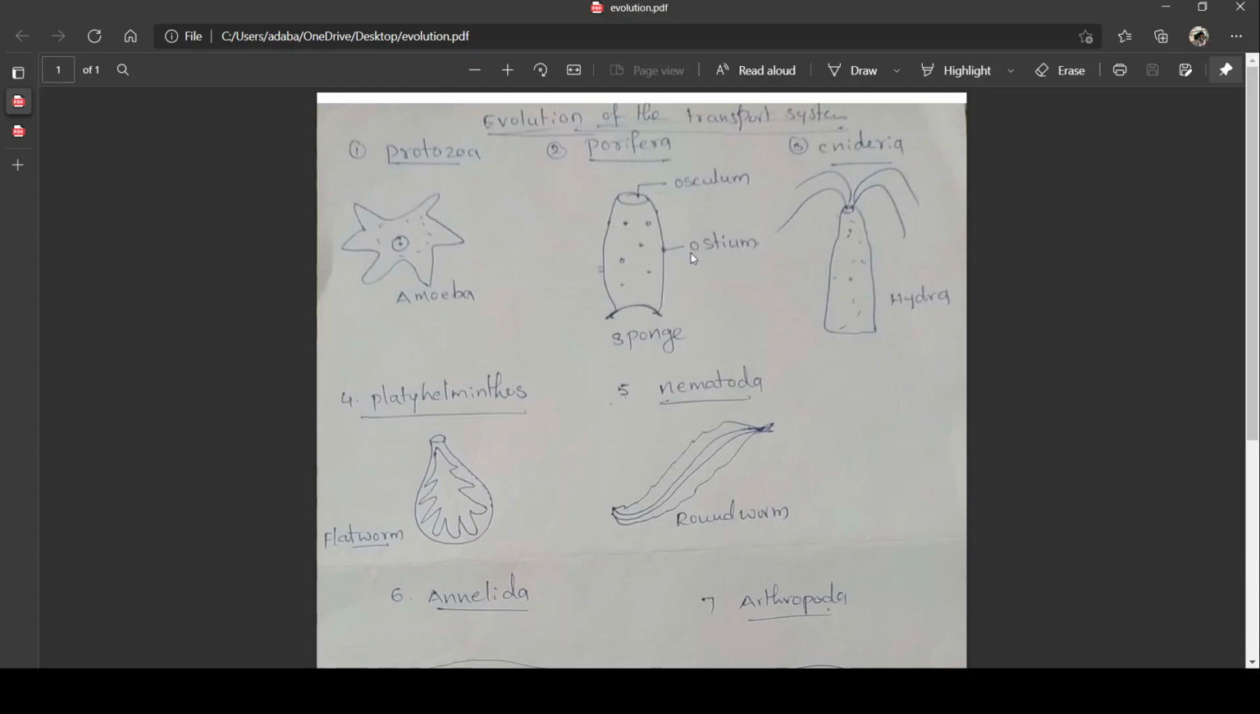The sponges have a special character. What is it? They can't move from one place to another. These are the only animals in the animal kingdom which can't move from one place to another, which do not show movements.